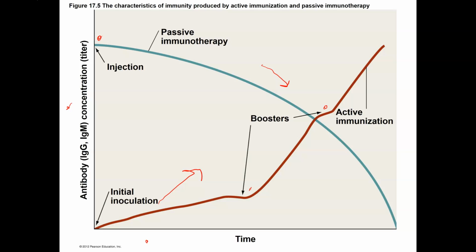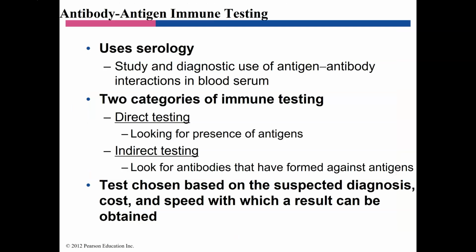We're going to look now at some testing techniques in which the antibodies in the blood are used to do diagnostics. This is called serology. Serology is the study and use of antibodies in the blood to look at antigens or the concentration of antibodies to those antigens. There are tests that are direct testing, which use specific antibodies to look for antigens. Then there's indirect testing, which is looking for antibodies that have formed against antigens.